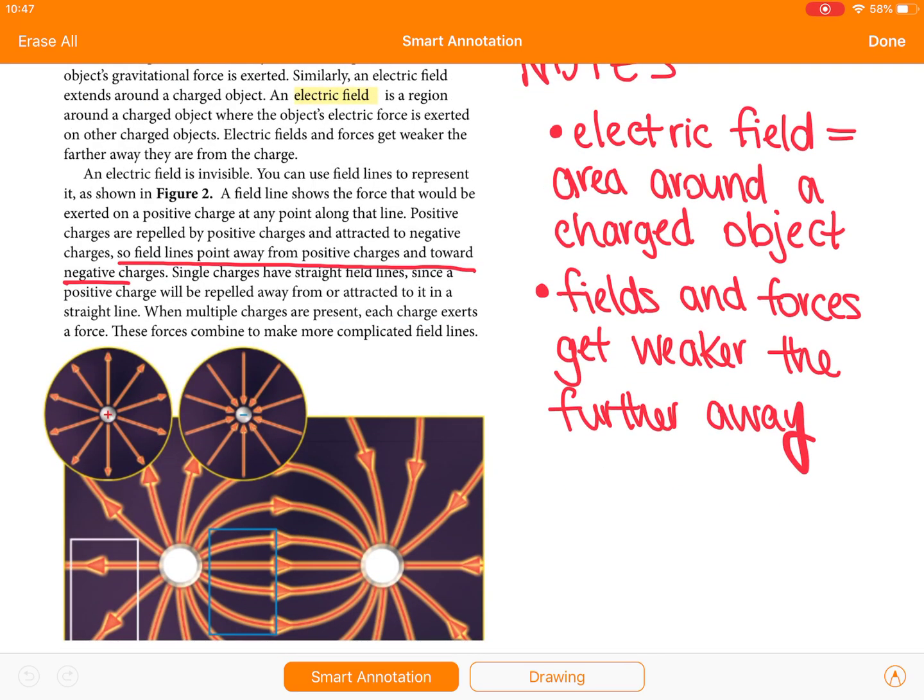And then just a curious fact, you don't need to write this next part down into your notes, but field lines actually point away from the positive and go to the negative, and that's what you see here. They're going from positive to negative.